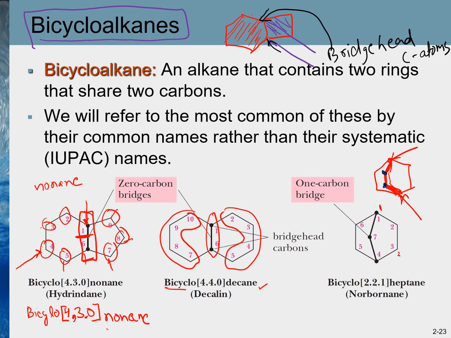For bicycloalkanes, common names are more prevalent than the IUPAC name. For example, in these cases, the first compound is hydrindane, the second one is decalin, and the third one is norbornane. So these are more commonly used than the IUPAC names.